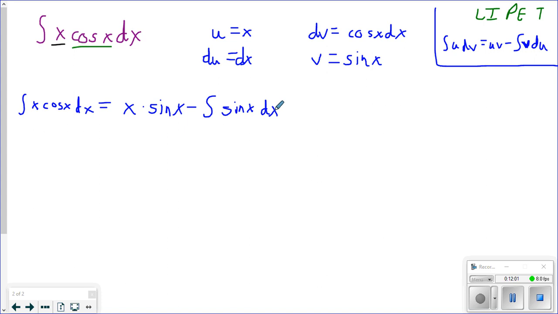Well, we're not out of the woods yet. Just because I wrote some expression down here on the right-hand side doesn't mean that I'm done. I can certainly perform this anti-differentiation. So we've got the integral of x cosine of x dx equals this expression, x sine of x.